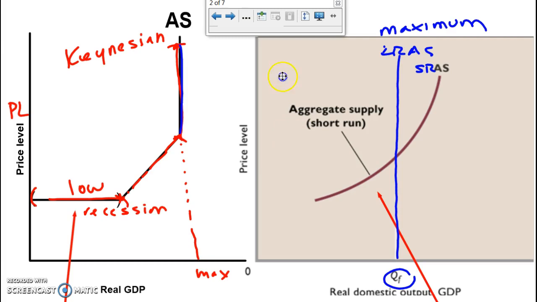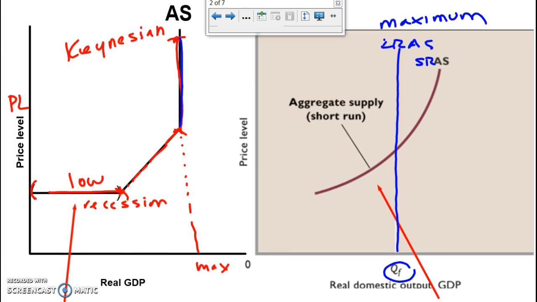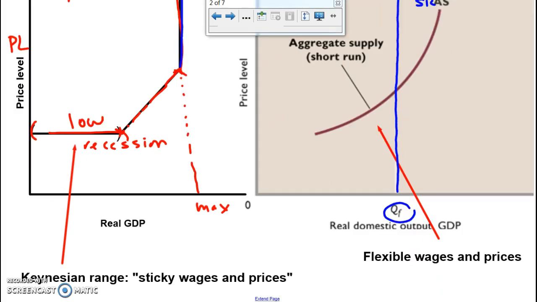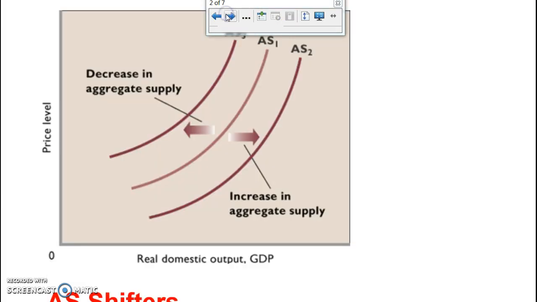Okay, let's see. I think there's something else on the bottom of this slide. Okay, that's just an explanation I already gave you. So let's look at what's next.